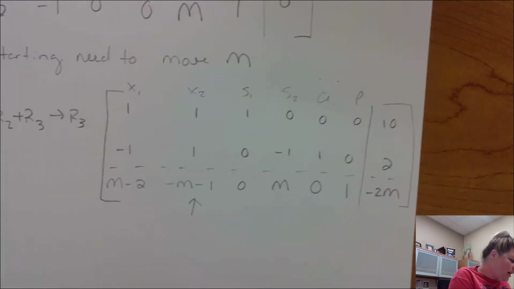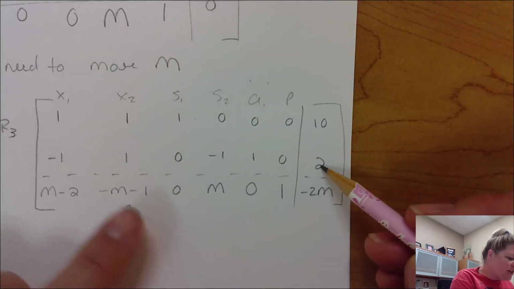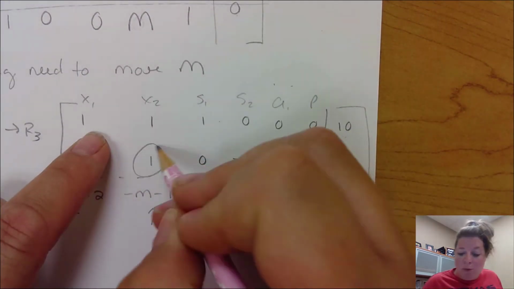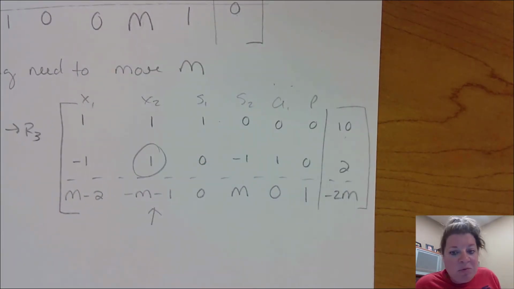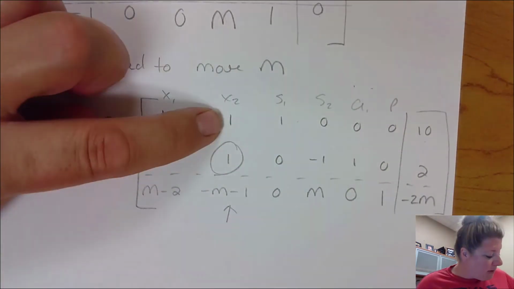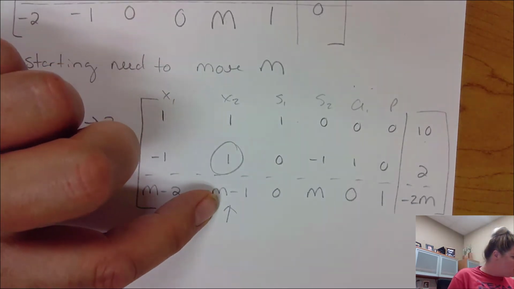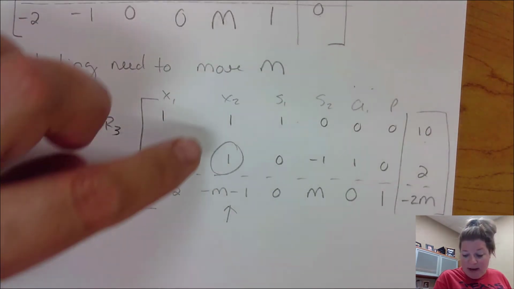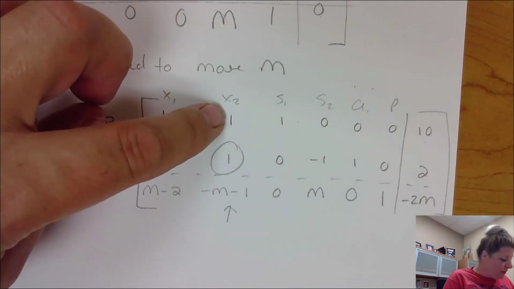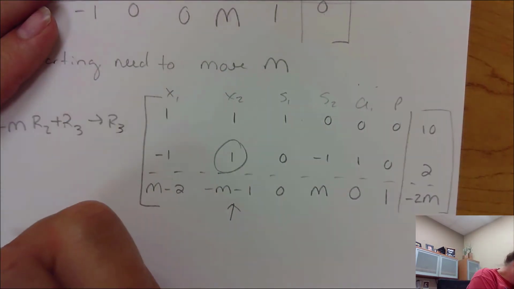So we go over here and we say 2 divided by 1 is 2, 10 divided by 1 is 10. So our pivot will be here. And luckily we're good because it's already a 1, so we don't have to make it a 1. So our first step here is we want that to be a 0 and that to be a 0. So we're going to take negative 1 times row 2 plus this row. So let me write that.